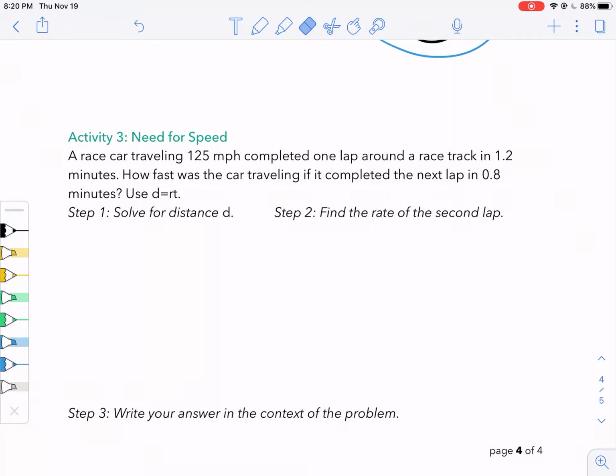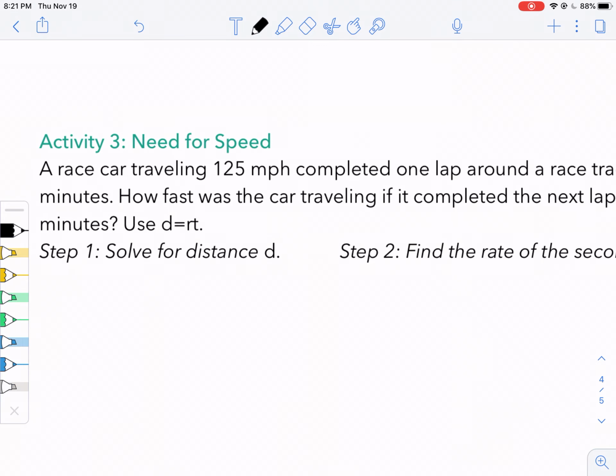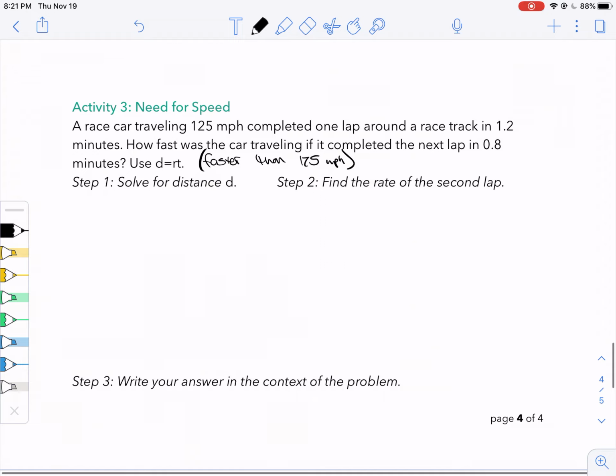Let's see. Well, let's look at this. The car completed the next lap in 0.8 minutes. So if it took less time, we want it to be faster. So its new speed should be faster than 125 miles per hour. Now let's do our problem and see if it makes sense.